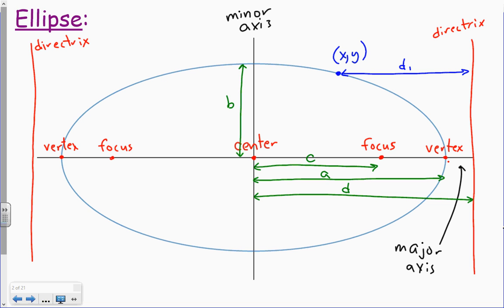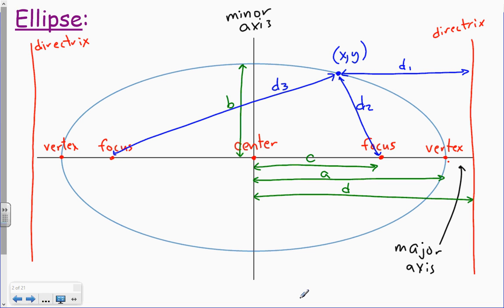If I measure the distance from that point to the closest focus, that would be this distance right here. We call that distance D2. And finally, if we measure the distance all the way over to the other focus, that would be this distance right here. We label him as D3. So there's what D1, D2, and D3 represent for us.